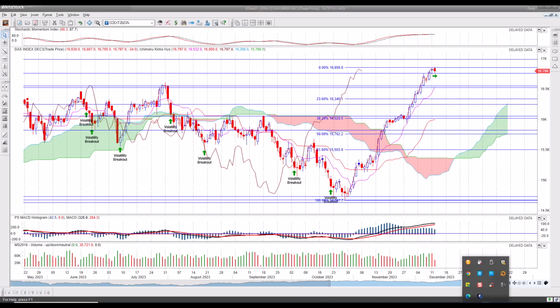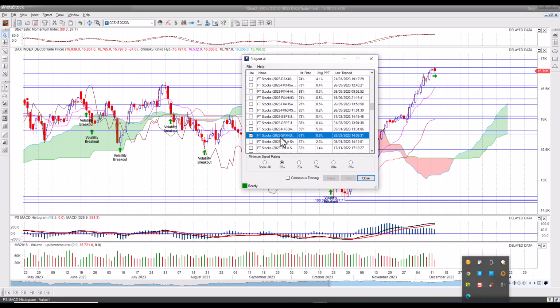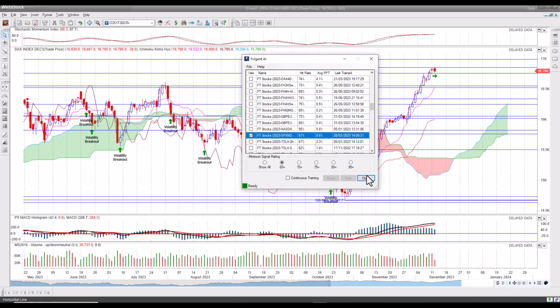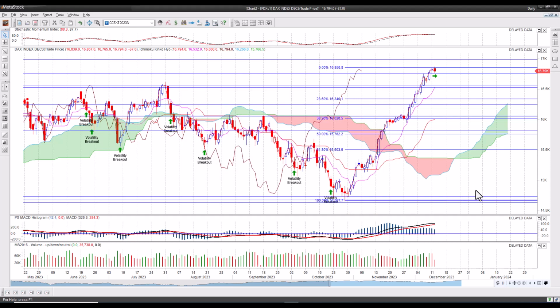Now if we just look at the trading statistics when the AI was trained earlier in the year, we've got the major market reversal signal is 89% accurate on average. The swing trade one is 84% accurate on average. Volatility breakouts is 53% accurate on average, and the quick move is about 60%. So the quick move is very quick. The volatility breakout one is not as successful as we'd like it to be. We really want to see something that's more than 65% accurate, but nevertheless does give us quite a couple of good signals using artificial intelligence on the Ichimoku cloud charts.